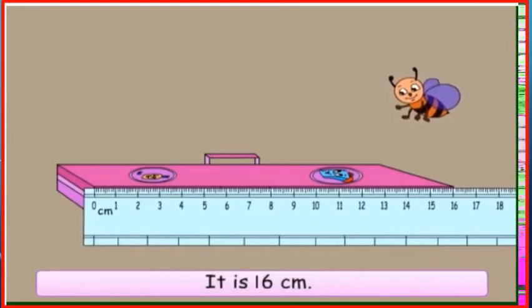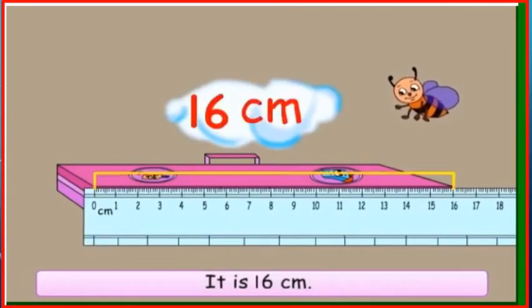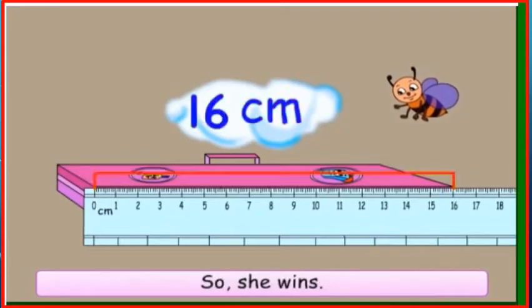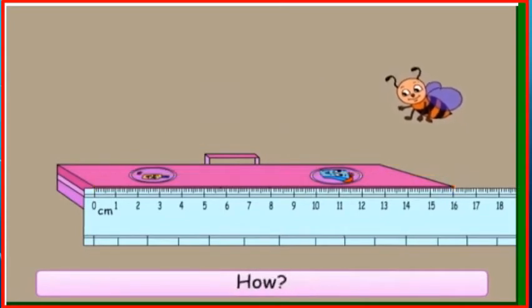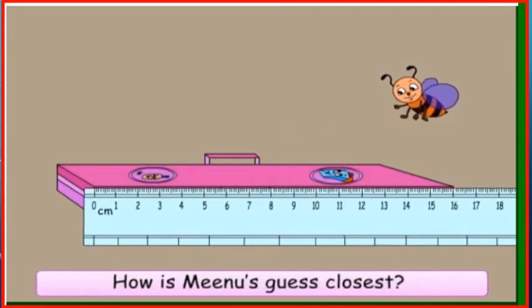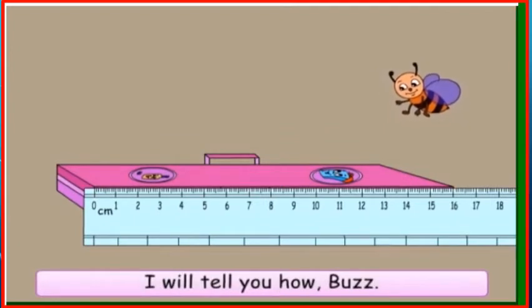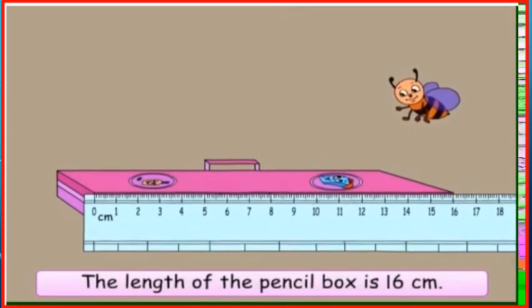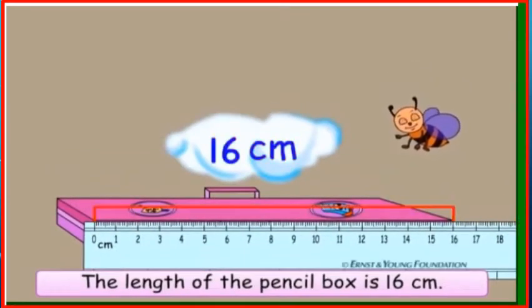It is 16 centimeters. Meenu's guess is the closest, so she wins. How? How is Meenu's guess closest? I will tell you how, Buzz. The length of the pencil box is 16 centimeters.